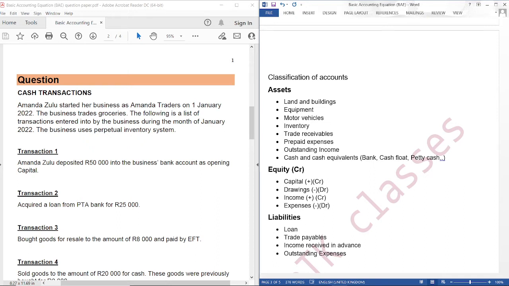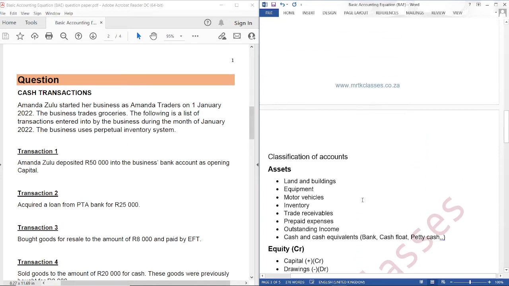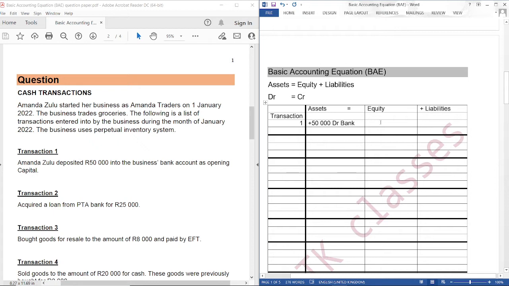Okay, the more we have income in our business, the more equity is going to increase. The more we have expenses, the more equity is going to decrease, right? Drawings just mean that the owner is taking equity out of the business. That's why this decreases equity, right? So since capital of the business is increasing, equity is going to increase, right?